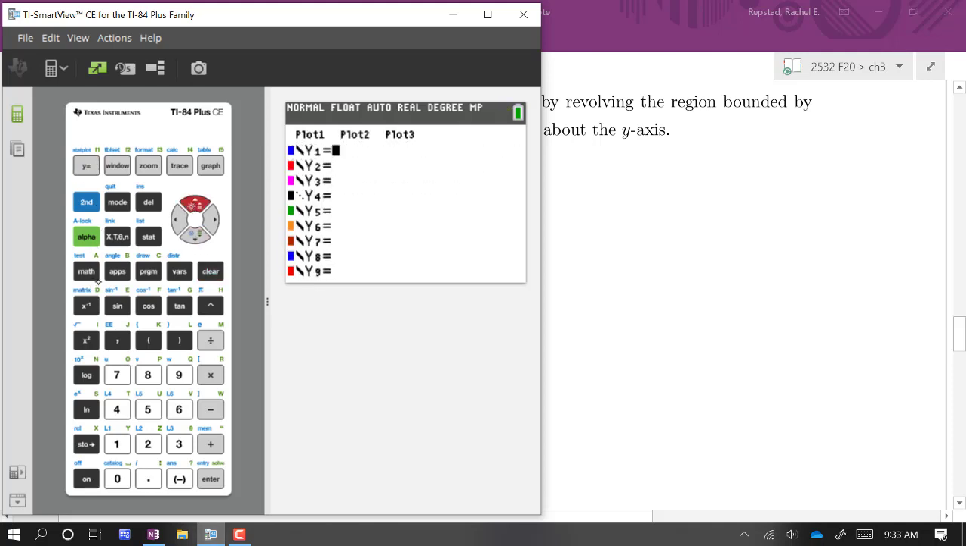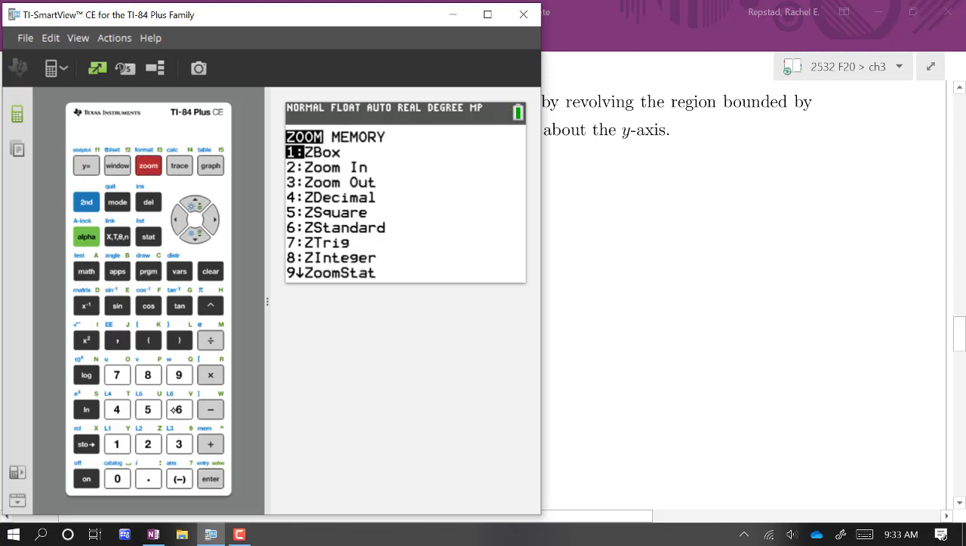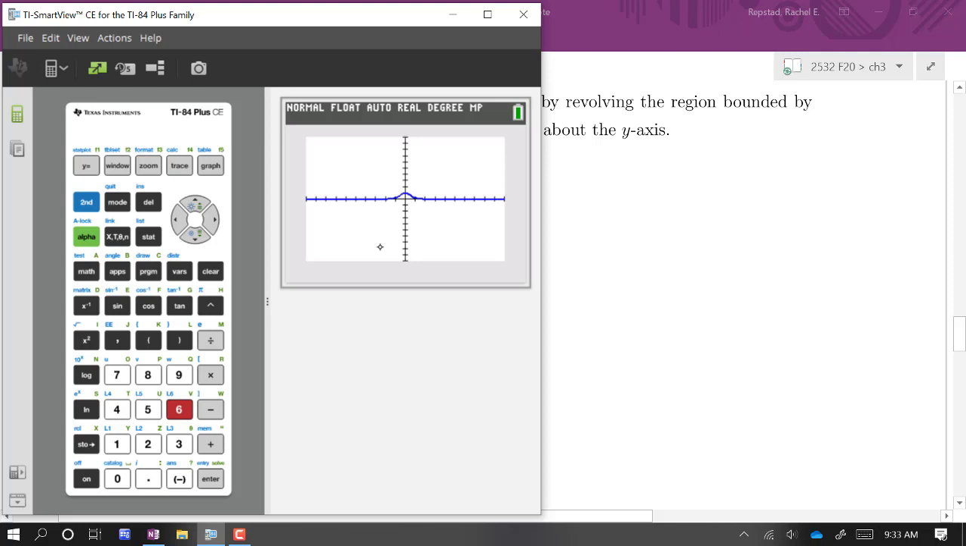I'm going to throw it in my y1. 1 over, I need parentheses here, x squared plus 1, close parentheses, square that. And I'll look at it on the standard window at first, from minus 10 to 10. Alright, so clearly what's going on is close to the origin. So I'm going to do a zoom box, and maybe I'll go from minus 1.5 to 1.5.